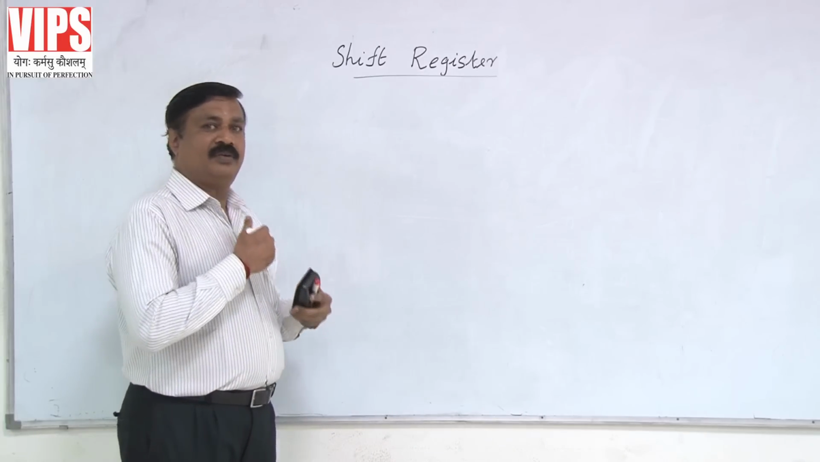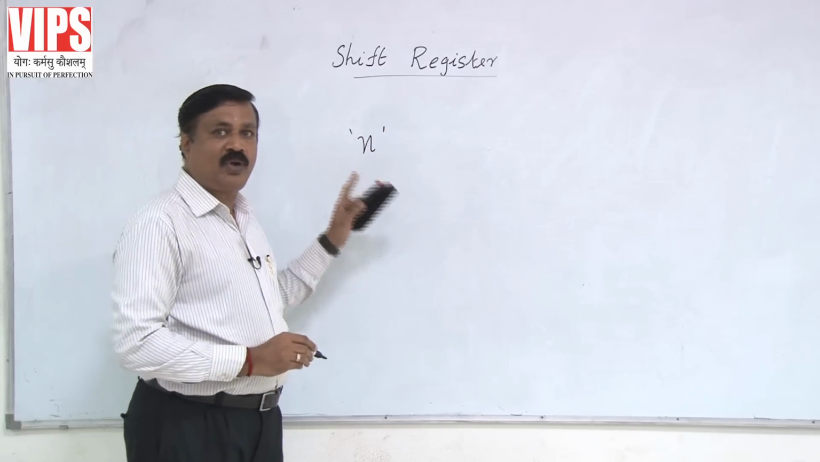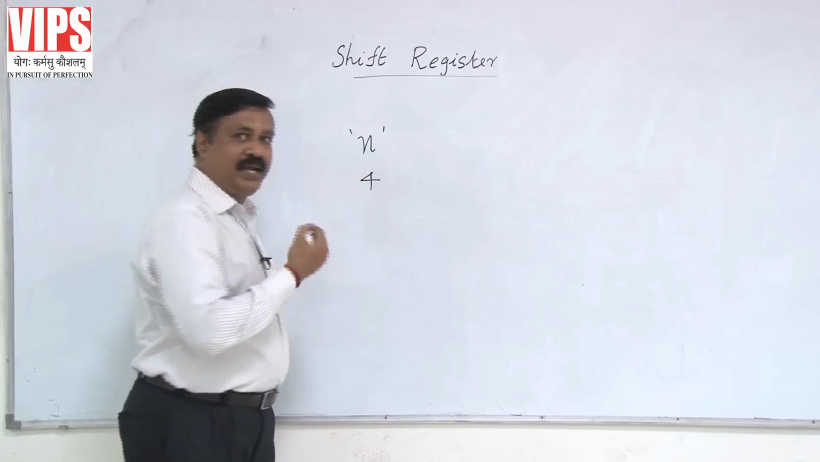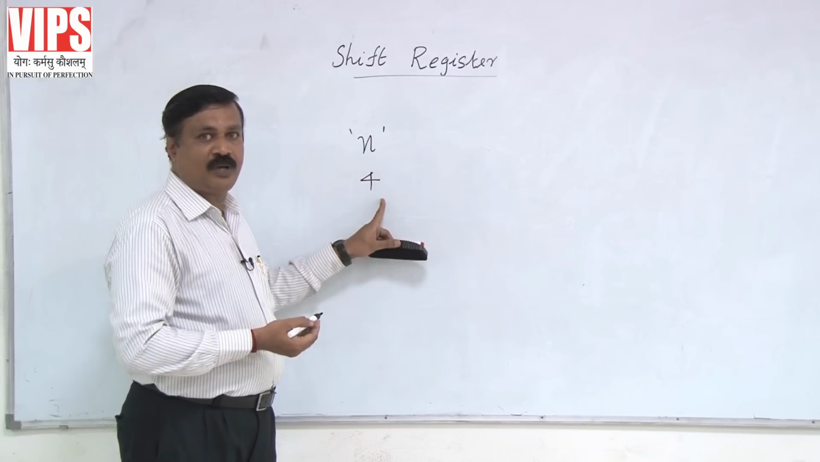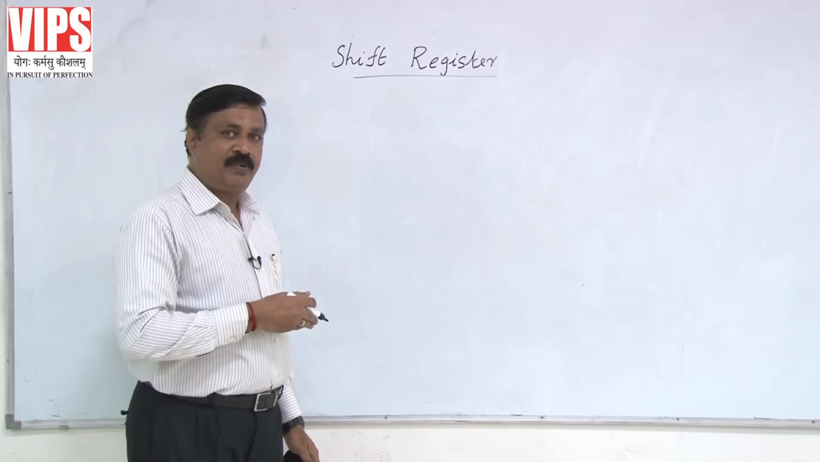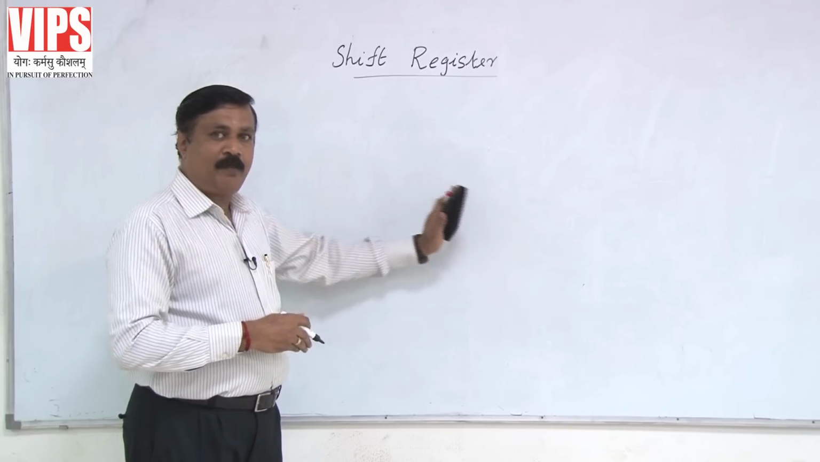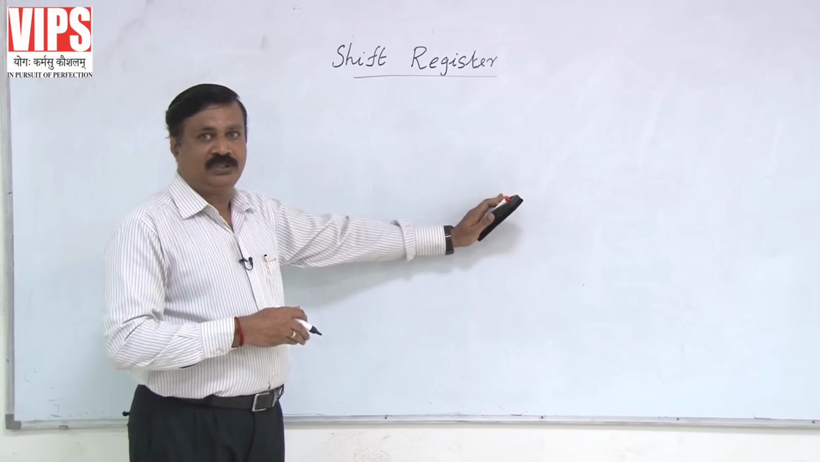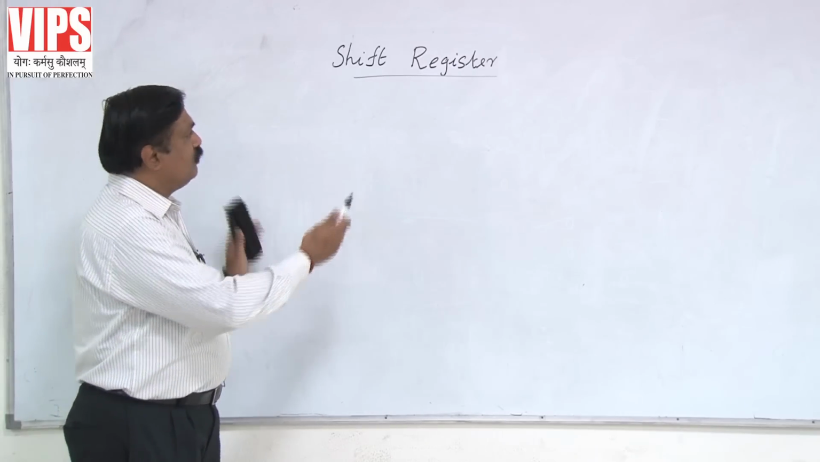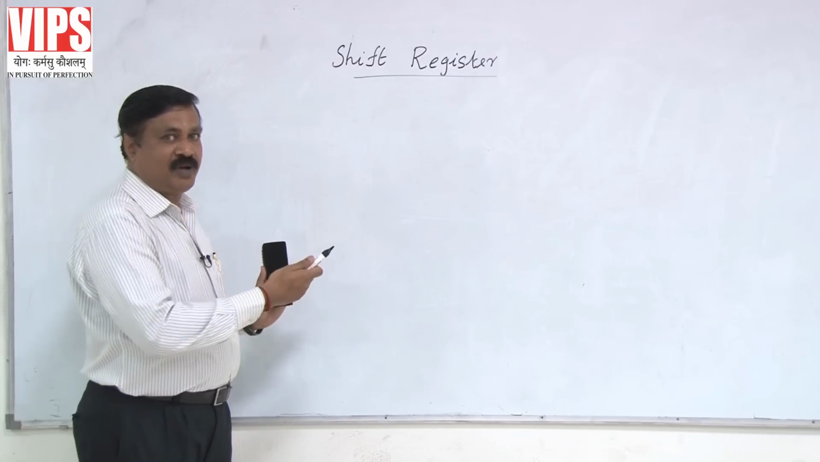For shifting the data, that is for n bits, we require n flip-flops. For sending 4-bit data, we require 4 flip-flops. You can use any flip-flop: D flip-flop, SR flip-flop, JK flip-flop. Since D flip-flop has only one input, I am using D flip-flop here. Before designing the shift register, I will explain what a D flip-flop is.